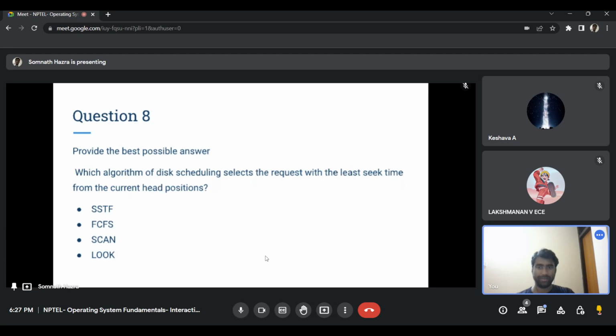So this is the optimal algorithm, right? It will select the request with the least seek time. We just discussed a few questions before. If you expand the acronyms of these algorithms, you'll get the answer. SSTF stands for shortest seek time first. FCFS is first come first serve. Scan and look. Okay. So yeah, anyone else would like to contribute?